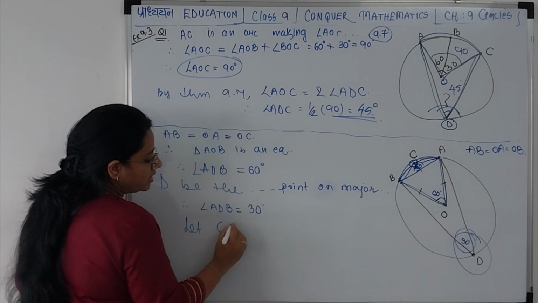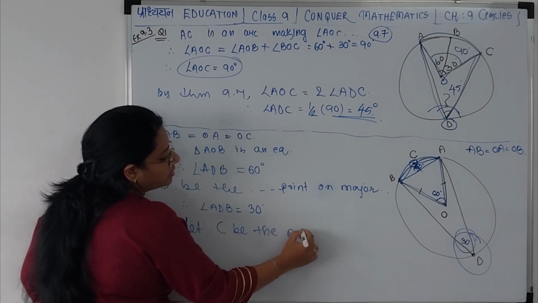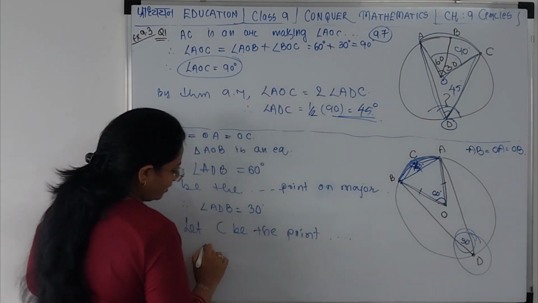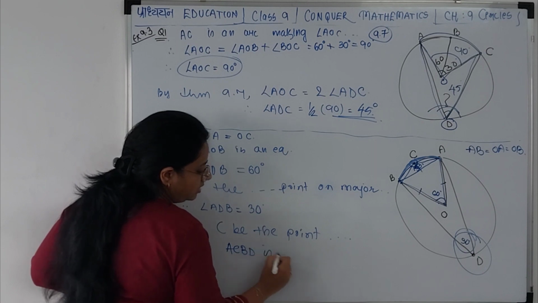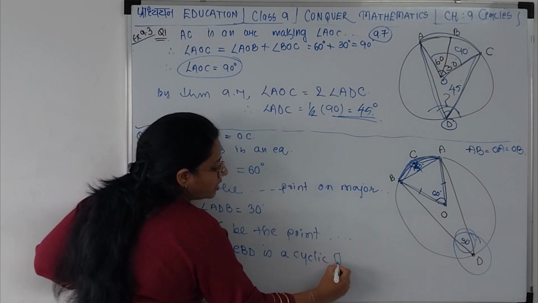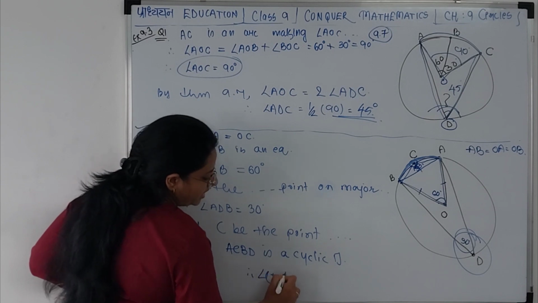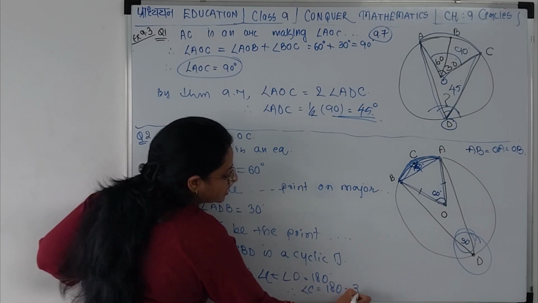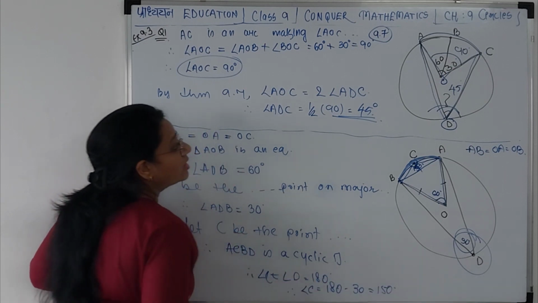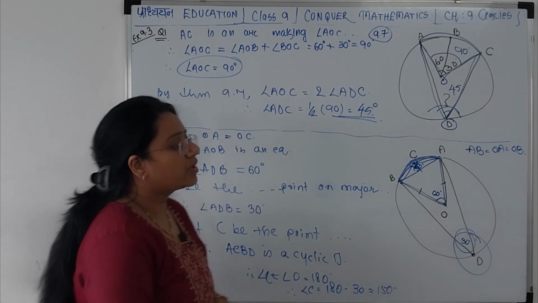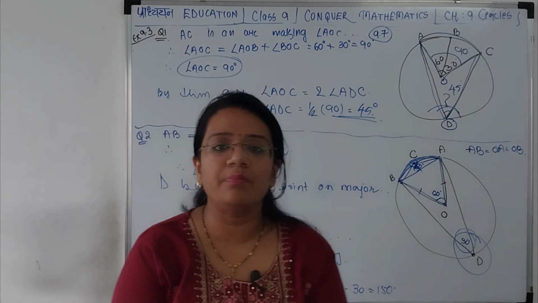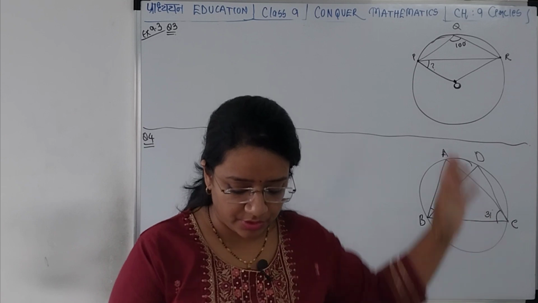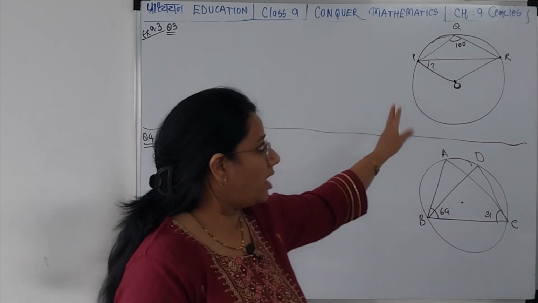Now let C be the point on minor arc. Minor arc मतलब ये छोटा वाला हिस्सा of the arc AB. Point on minor arc. Therefore ACBD is a cyclic quadrilateral, and therefore angle C plus angle D will be equal to 180. Therefore angle C will be equal to 180 minus 30, which is 150 degrees. Is that clear? I hope this is clear because these questions are quite easy. Calculative है, prove करना कुछ नहीं है. Let us now understand question 3. The question is in figure 9.24, angle PQR is equal to 100 degrees.